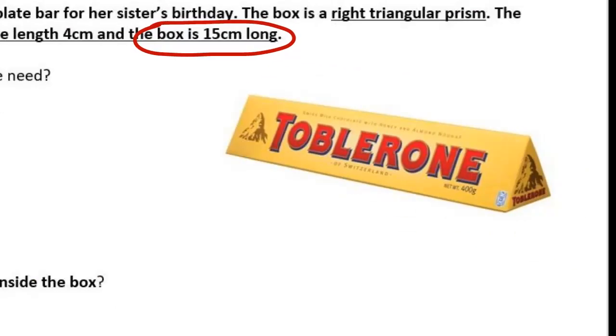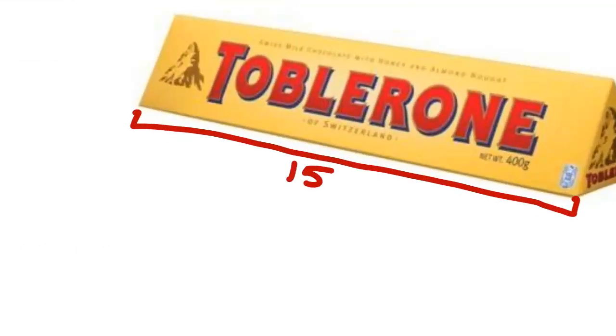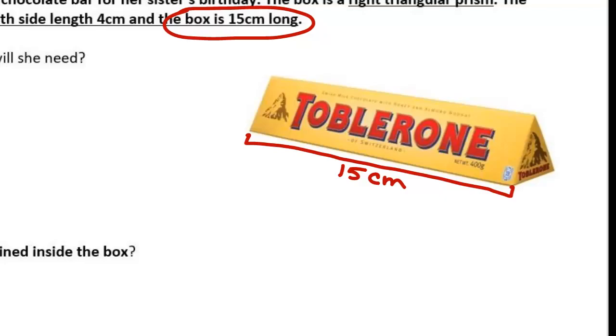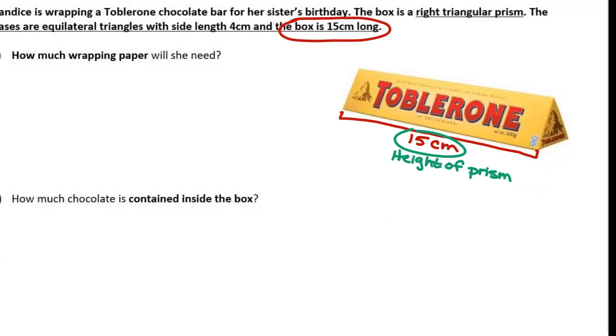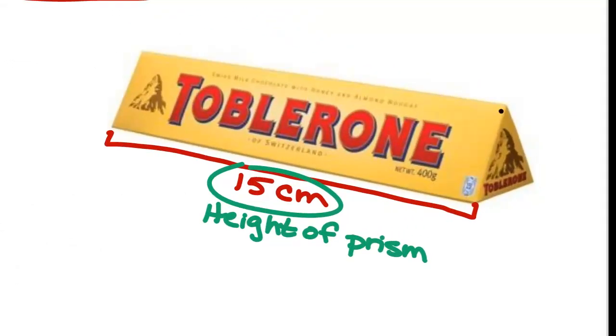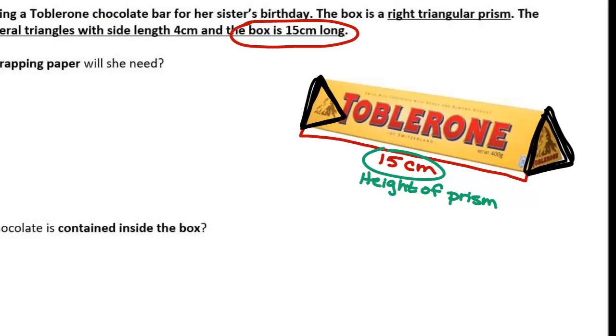The box is 15 centimeters long, so from here to here is 15 centimeters. This is the height of the prism. The height of the prism is always the length between the two parallel congruent bases. Here's one base, and the other base would be this one back here. The distance between those two bases is the height of the prism.